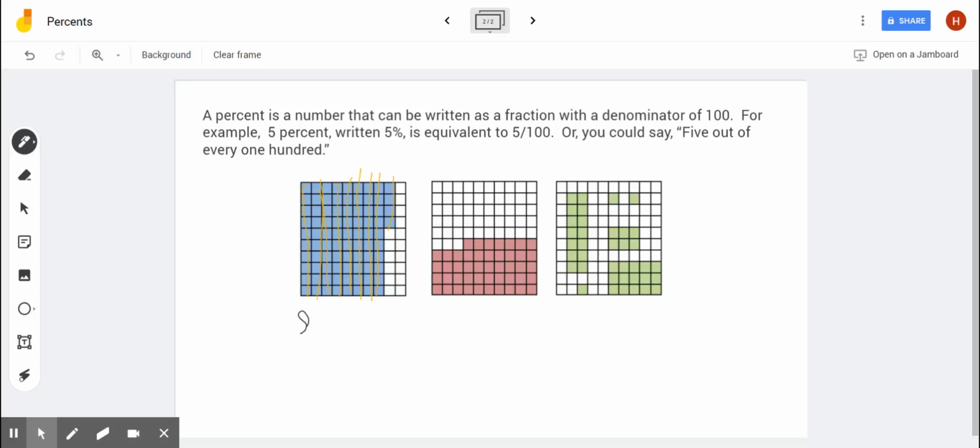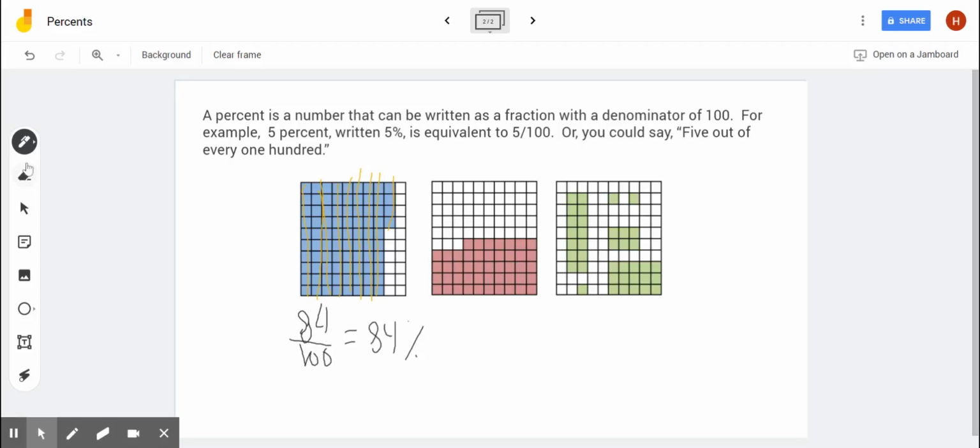So I'm going to write 84 out of 100. And then if anything's over 100, I can easily write it as a percent by just taking the numerator, writing 84, so the numerator is 84, and putting a percent sign next to it. So our percent here for the first model is 84%, right?